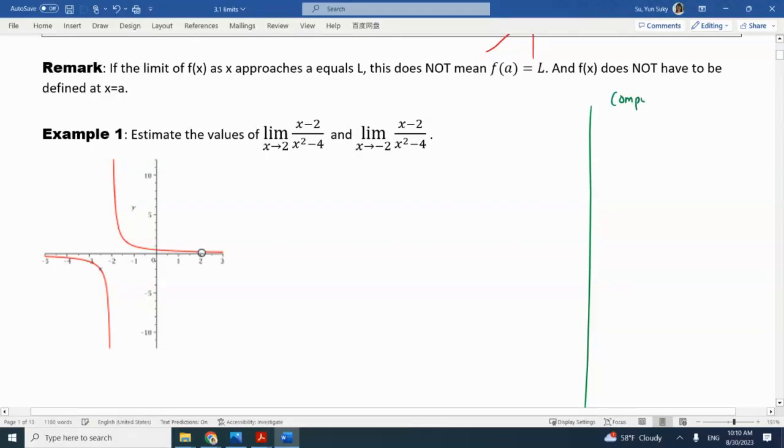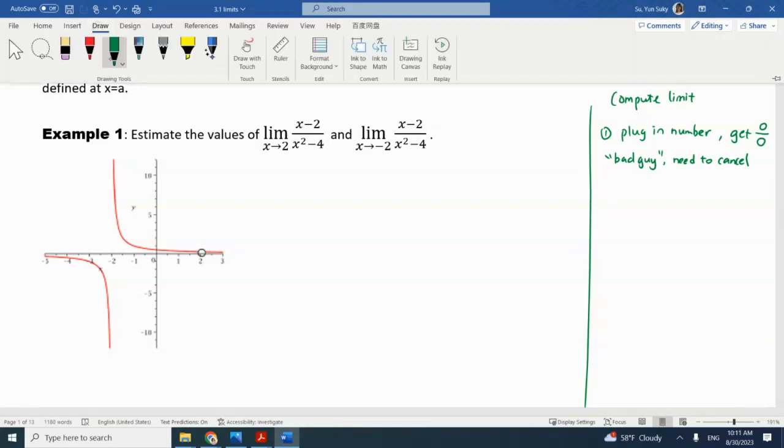Okay, so how do we compute limits? This is a step. Step 1: you plug in the number to see what happens. If you get a number, that's good. That's the answer. But if you get something like 0 over 0, that means there is a bad guy. Then we need to cancel the bad guy. So for example, let's look at this problem.